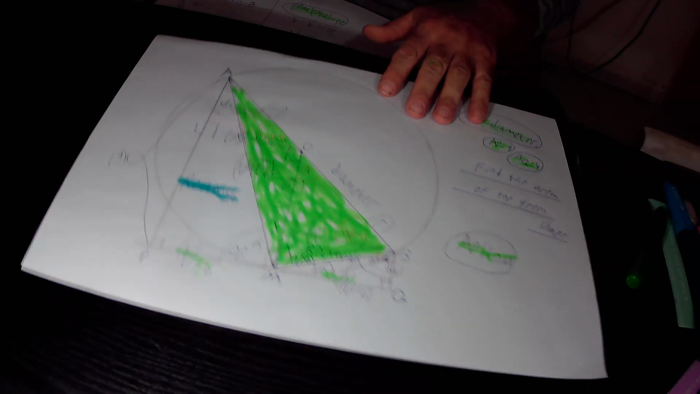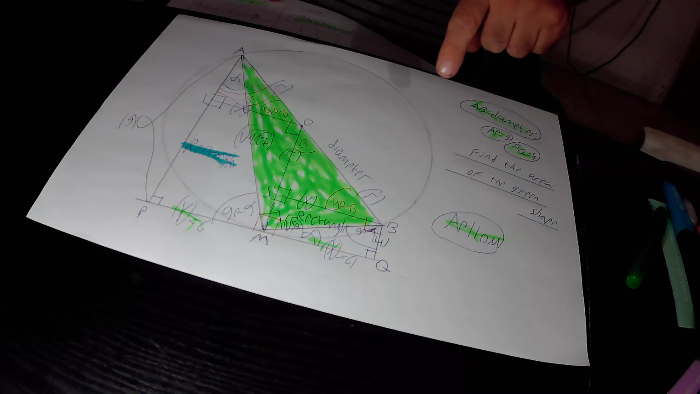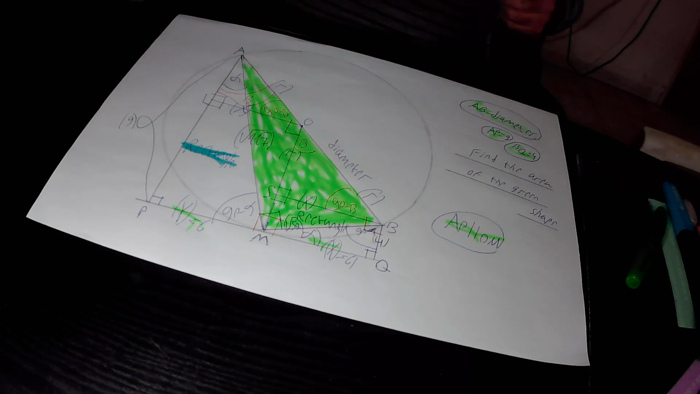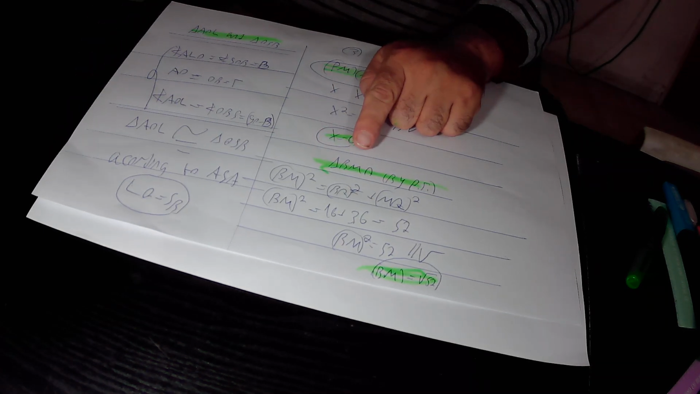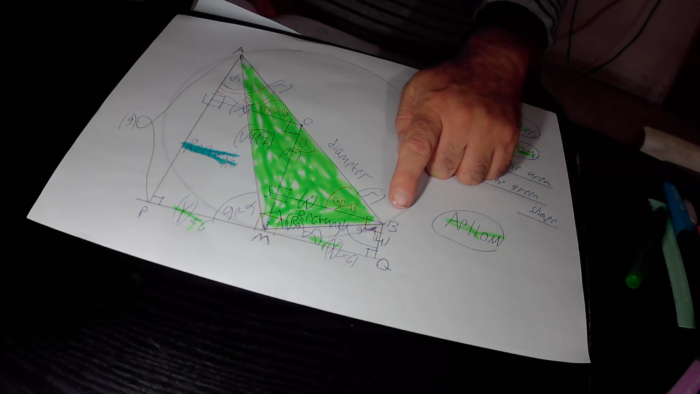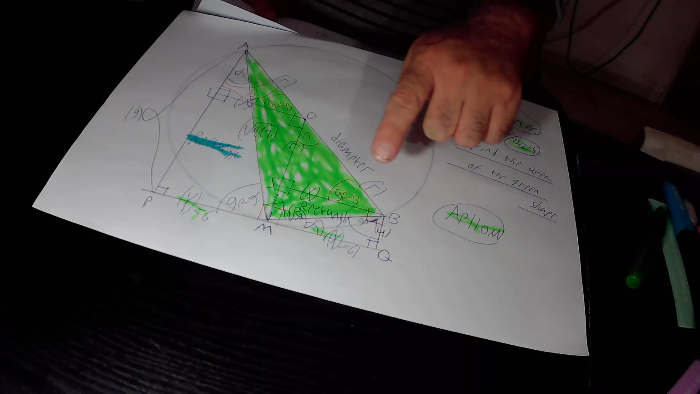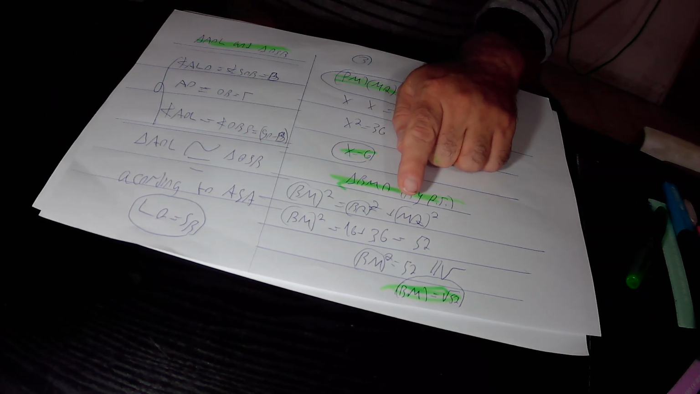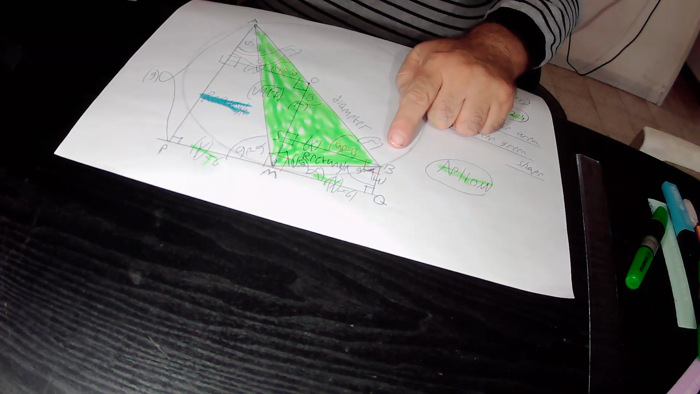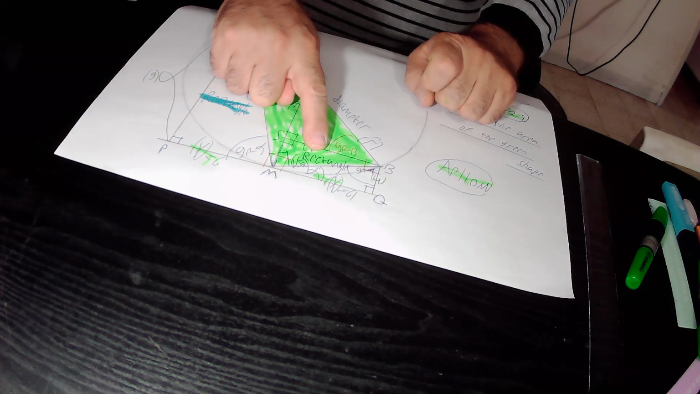In the next step, we apply the Pythagorean theorem on triangle MBQ. According to the Pythagorean theorem, BM squared, the square of the hypotenuse, equals BQ squared plus MQ squared. BM is the missing side, so BM squared equals BQ squared. BQ is 4, therefore BQ squared is 4 squared, that is 16, plus MQ squared. MQ is 6, therefore MQ squared is 6 squared, that is 36. So BM squared equals 16 plus 36, that is 52. Taking the root, BM equals the square root of 52 units. This is the answer for BM.